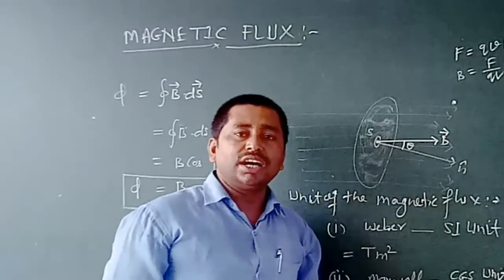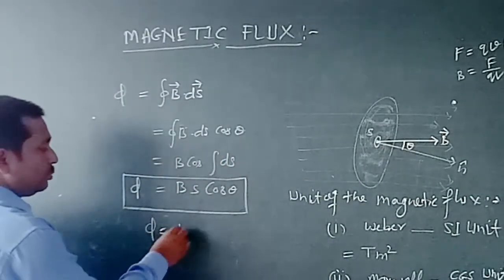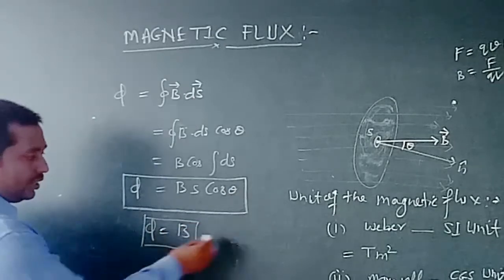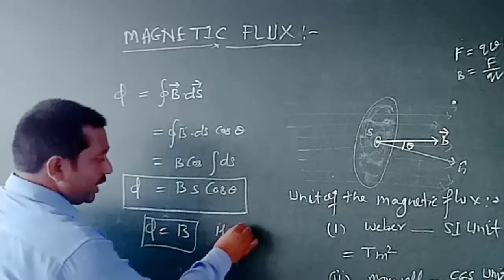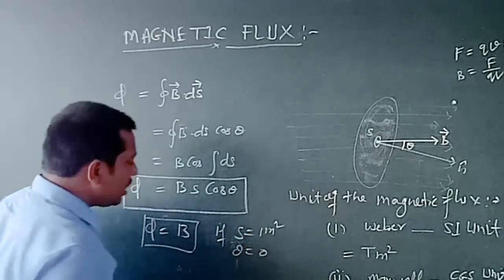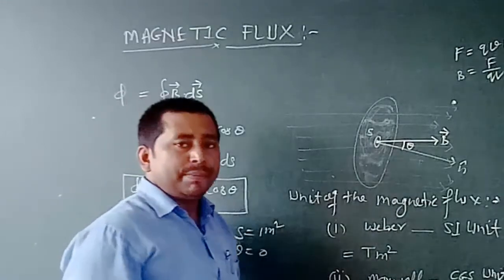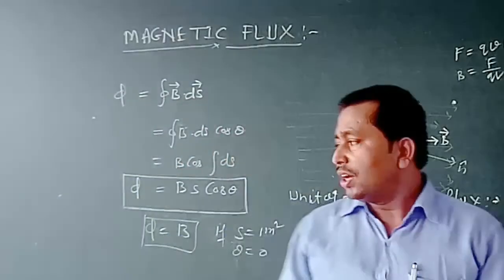It means cos theta is equal to cos 0, that is 1. So from here we get phi equal to B. If we take S equal to 1 meter square and theta equal to 0, then we get phi equal to B. So we can easily define the magnetic flux in different terms.